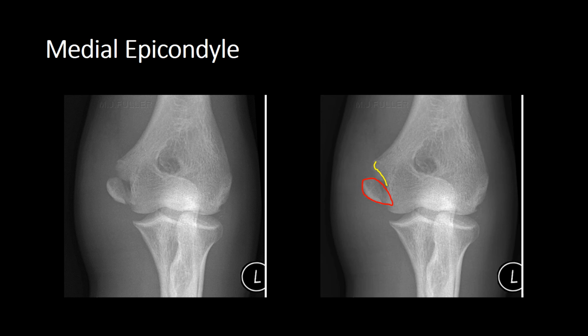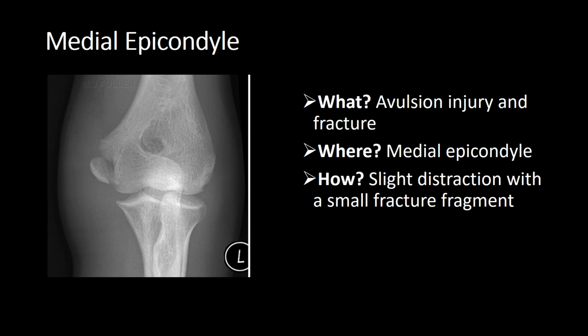Unfortunately, the medial epicondyle is extracapsular, so that means that you won't actually see an elbow joint effusion, as this occurs outside the joint. So looking for an elevated anterior fat pad and a posterior fat pad sign on your lateral view won't help you. So what is it? It's an avulsion injury and fracture where it's the medial epicondyle. How? Slight distraction with a small fracture fragment.